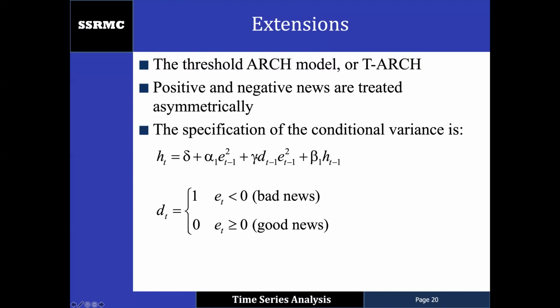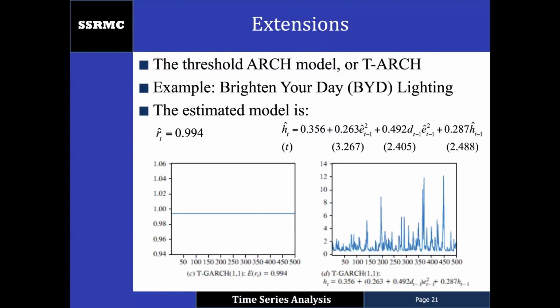So this part, gamma, will add up to alpha 1. In other words, the coefficient here, alpha 1, is our response to good news. And then if there is any negative news, our response will be alpha 1 plus gamma. So that's the interpretation of this model. And this can be easily estimated in Stata as well. So this is the T-GARCH model.